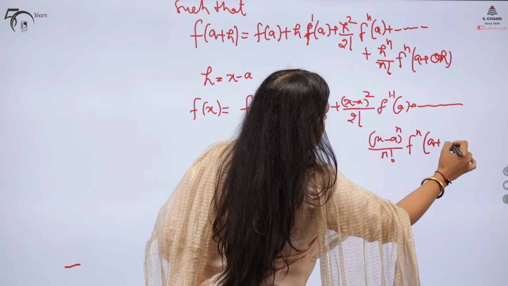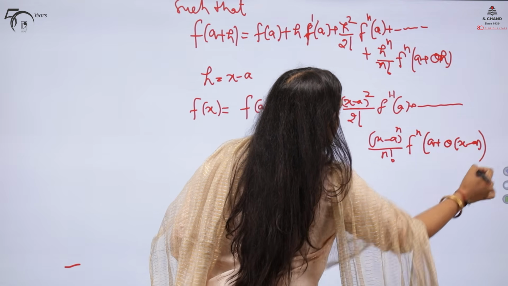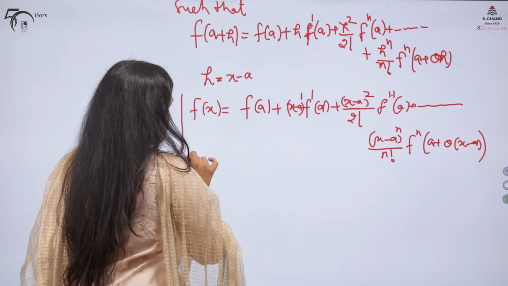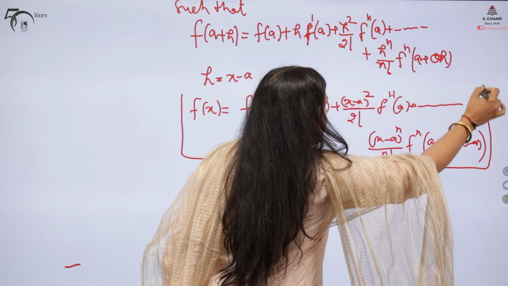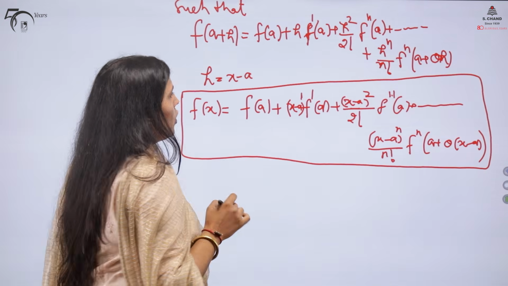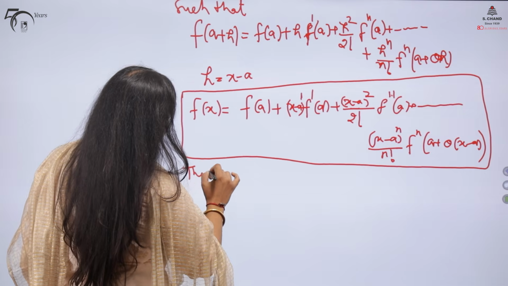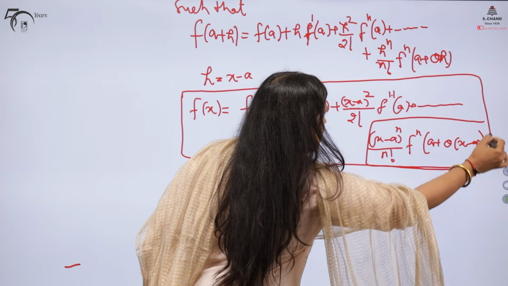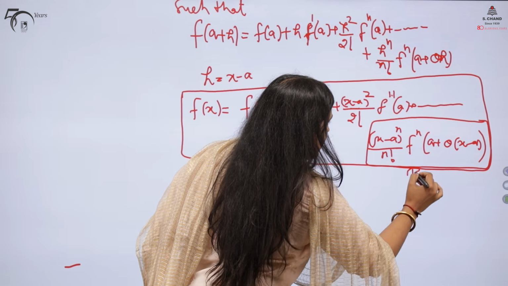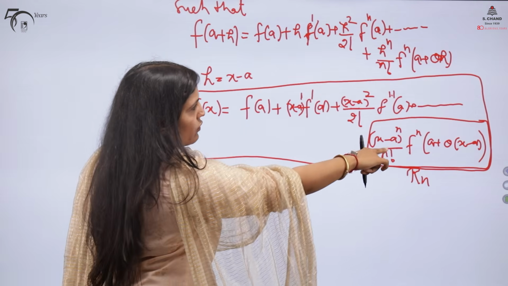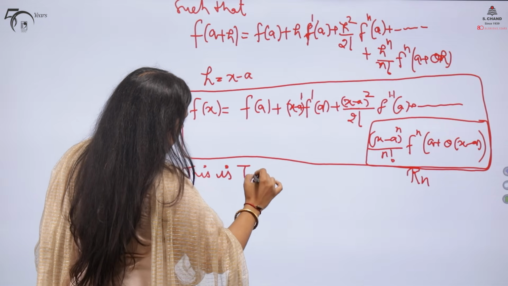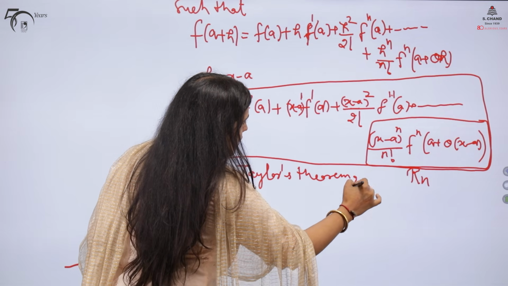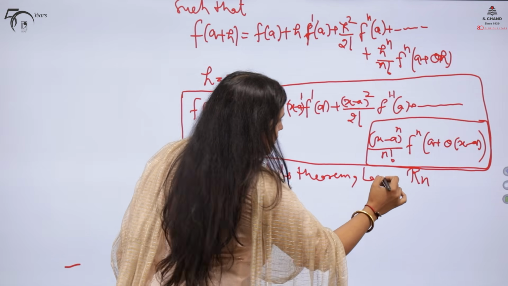This is the form most commonly used, and it is more convenient if you are doing any question. Now look at the last part, this one. This is the remainder part, which we call Rn. If the remainder is of this form, we say this is Taylor's theorem with Lagrange form of remainder.